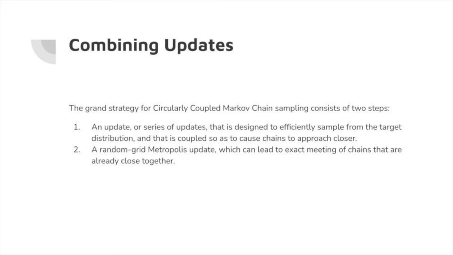Therefore, Neal introduces the following practical strategy for circular coupling, detailed on page 27 of the paper. This has two steps. The first step is an update or series of updates that is designed to efficiently sample from the target distribution, and that is coupled so as to cause chains to approach closer together. The second step is a random grid Metropolis update, which can lead to exact meeting of chains that are already close together. For the next few minutes, we'll discuss both step 1 and step 2. Let's start with step 1.